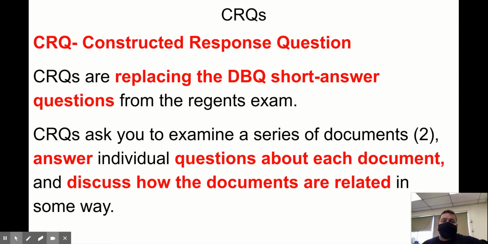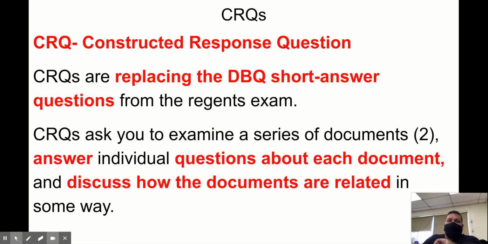Basically, a CRQ is a series of documents, usually 2 documents. What you have to do is answer questions about each document individually, and then you have to answer a question that relates to how those documents are connected to each other, okay?